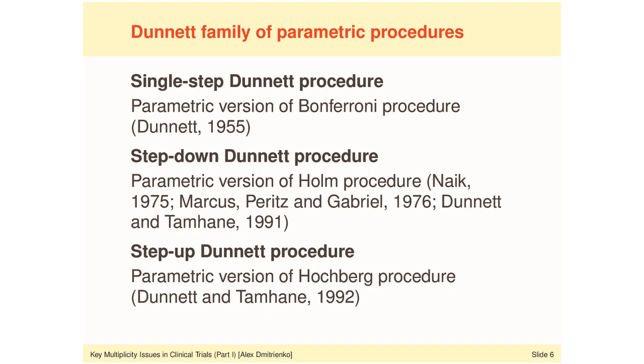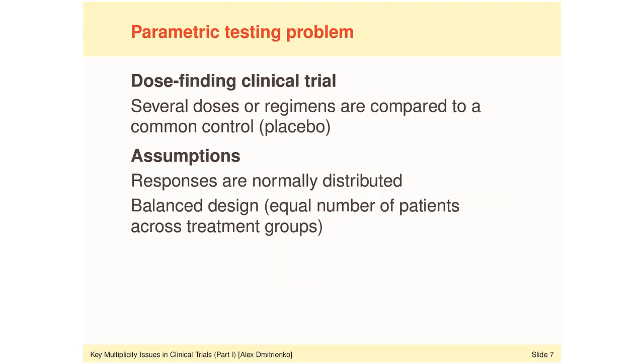Then, assuming that hypothesis ordering is not fixed, it is data-driven, a step-down parametric procedure can be set up based on ordered p-values or ordered test statistics. It will be a parametric version of the Holm procedure, and it's known as the step-down Dunnett. And also a step-up parametric procedure, which is similar conceptually to the Hochberg, can be constructed. And you can guess that this procedure is known as the step-up Dunnett, because it also utilizes a step-up testing algorithm. So these parametric procedures define what I call the Dunnett family of parametric procedures, and we will focus on the first two procedures. To define these parametric procedures, we need to define a parametric hypothesis testing problem.